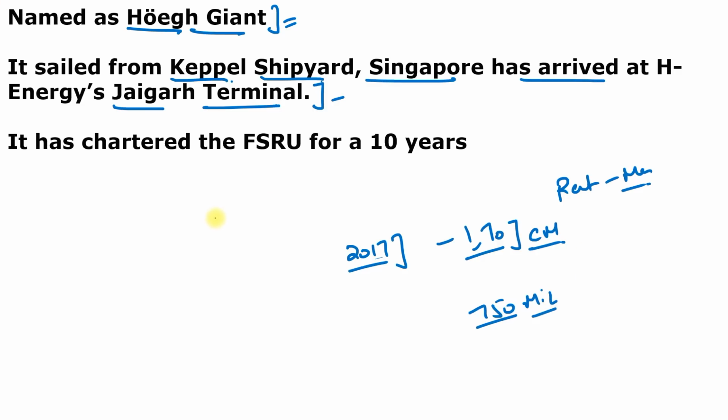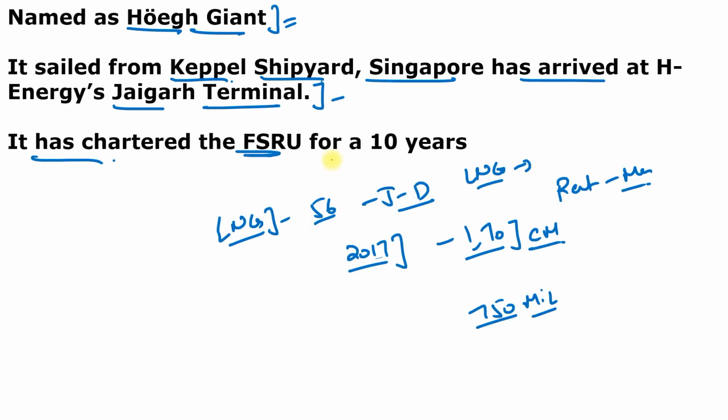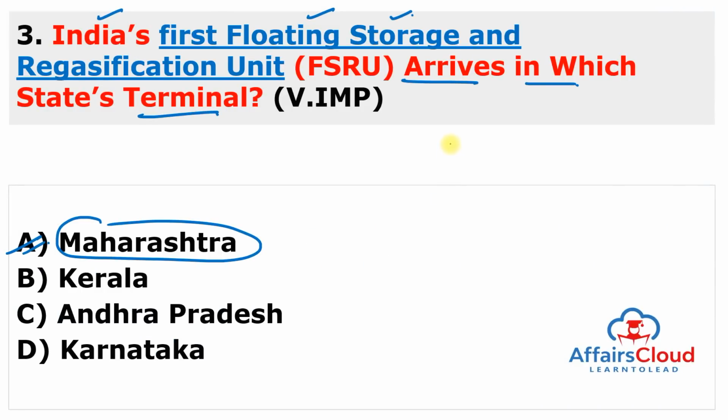And this will deliver regasified liquefied natural gas to the 56-kilometer long Jaigarh to Dabhol natural gas pipeline, and it will connect the LNG terminal to the national gas grid. This will be very important. And it has chartered the floating storage and regasification unit for a time period of 10 years. Again, this is very important, but you can remember the question as same as in slide.